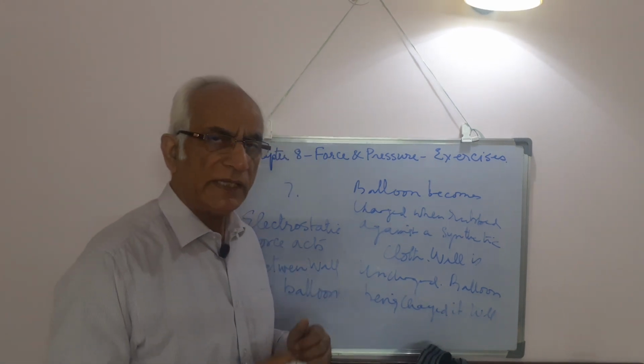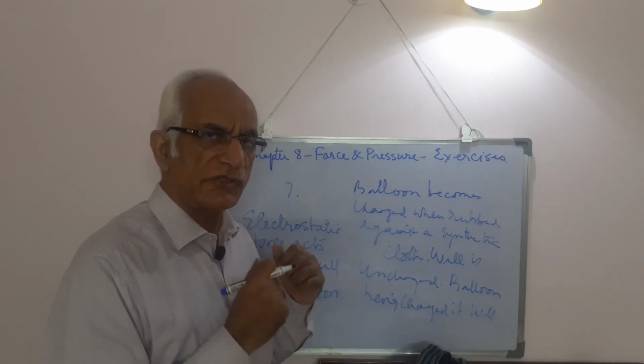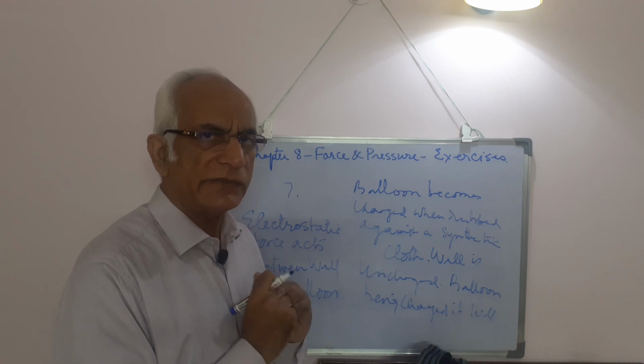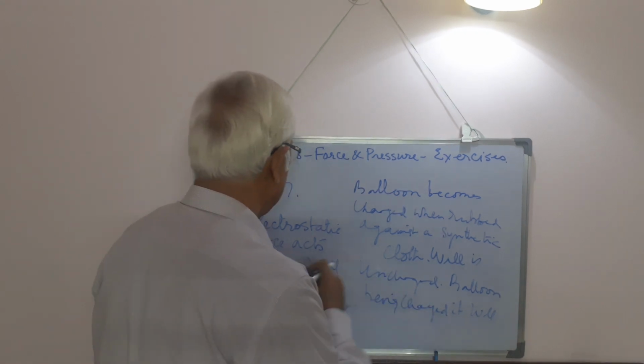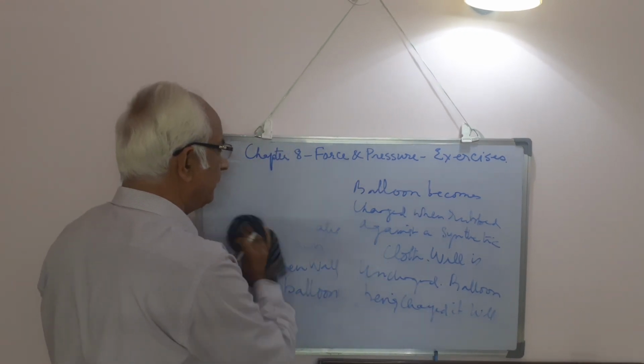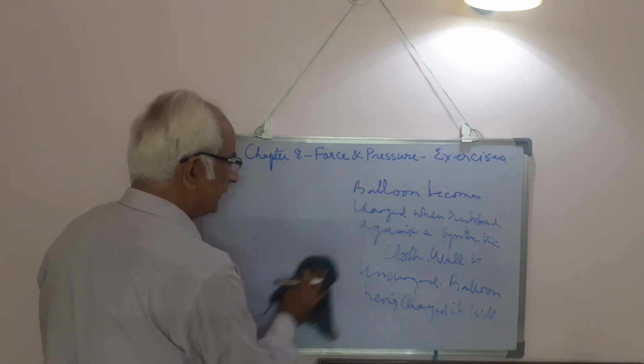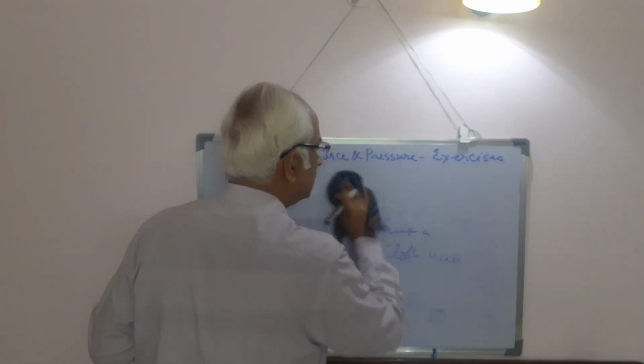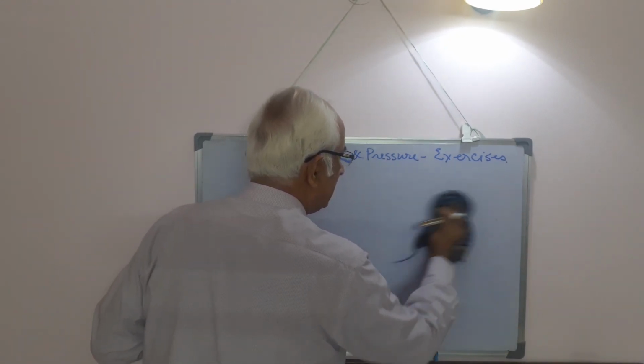Why the electrostatic force? Because the balloon is charged. And how does it become charged? When we rub it against the synthetic fiber, the rubber of the balloon will become charged. And there will be an electrostatic force that will act between the wall and the balloon.